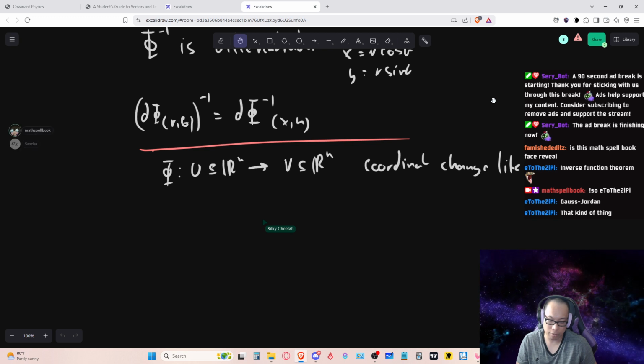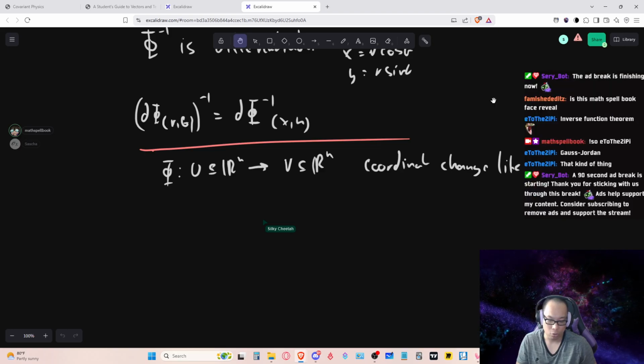Is that basically, let's say with x and y, the y is basically the output? Does that mean the image is basically all the y values that the function is capable of reaching? Yeah. All y that the function can reach.